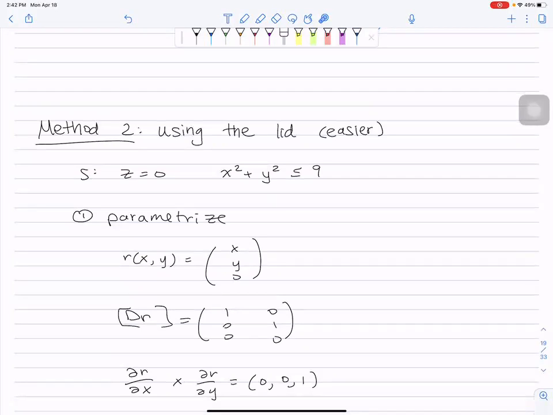So instead of choosing that hemisphere, what if we chose the bottom circle to parameterize? So now that's our surface. So I'm going to choose this bottom circle as our surface. How do I parameterize that? Well, now that's just a circle. x squared plus y squared less than or equal to 9, and z is 0. So what's the parameterization of this circle? Well, you have an x, you have a y, and we're on the z equals 0 plane. So no matter what, z is 0. So this is our parameterization, and it's a much easier parameterization, right?